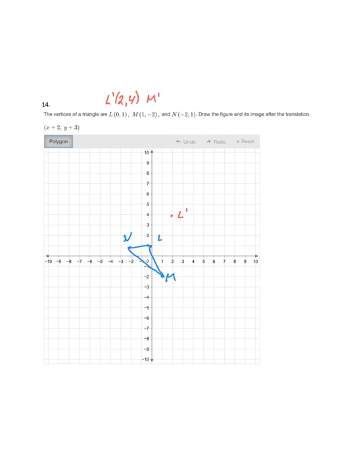M prime will be at 1 plus 2 is 3. And negative 2 plus 3 is 1. So M prime is at 3, 1 right here. And N prime, I'm going to do negative 2 plus 2 is 0. And 1 plus 3 is 4. So 0, 4. This is going to be N prime. And you can see our 2 congruent triangles.